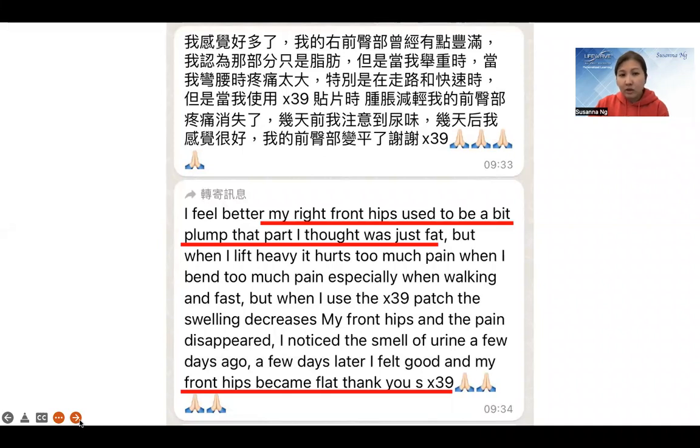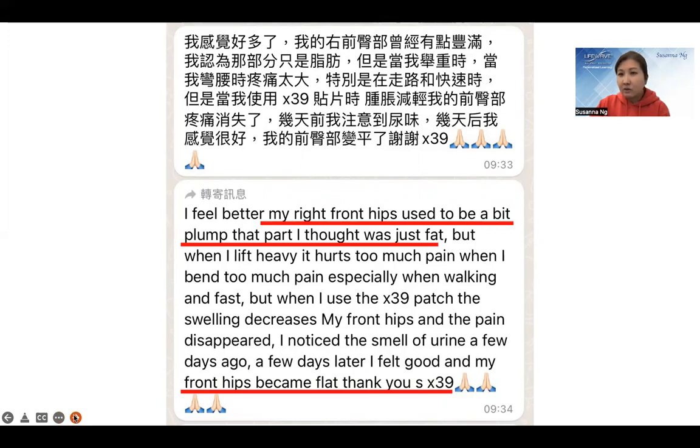Like this one, she shares that she feels better. My right front hip used to be a bit plump. That part I thought was just fat. But when I started living healthier, it hurt, too much pain, especially when walking fast. But when I used the X39 patches, the swelling decreased, my front hip swelling and the pain disappeared. I noticed the smell of urine a few days ago, and a few days later I feel good, and my front hip became slim. Thank you, X39.